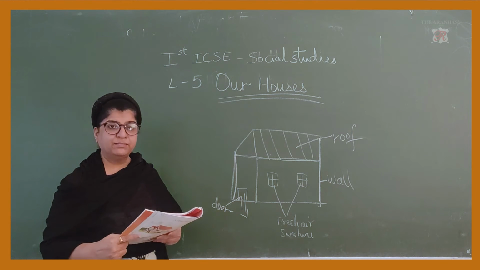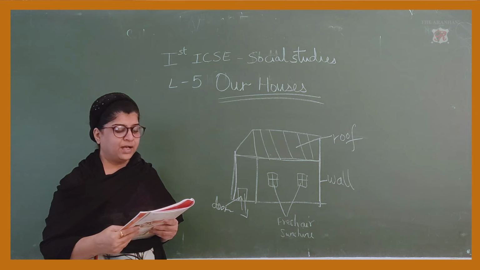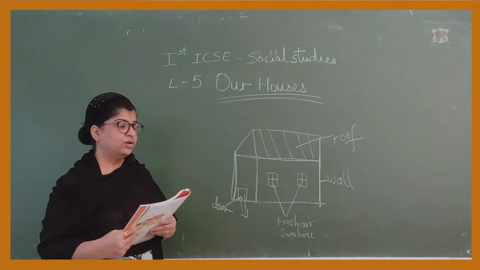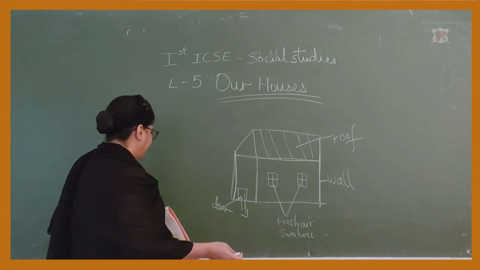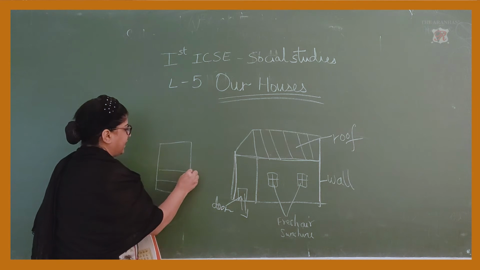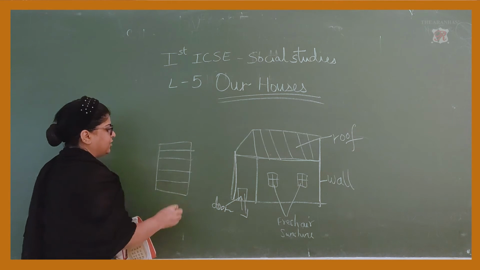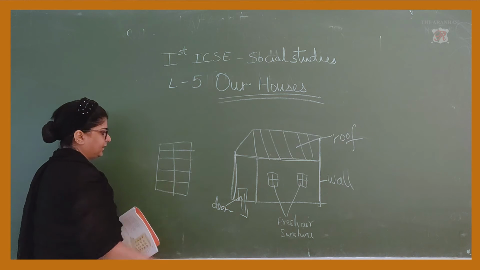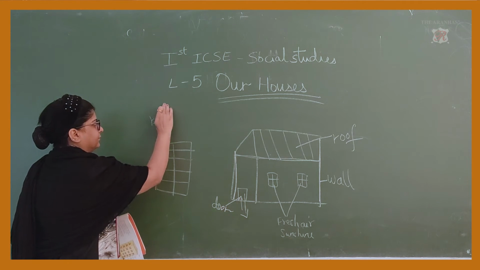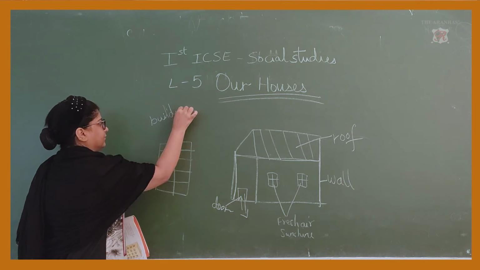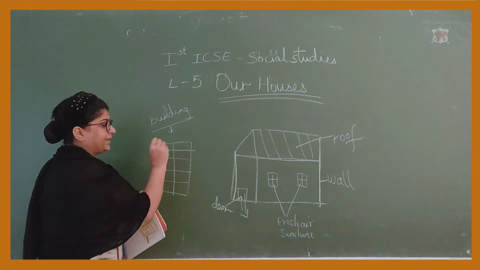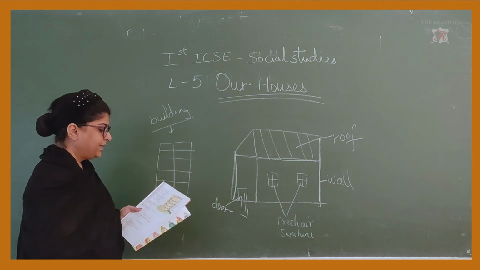So let's go to page number 23. Some houses only have 1 floor. Now there are floors also. If you can see the building, you have floors, and in each floor you have houses. This is a building. A building can have many houses and many floors.